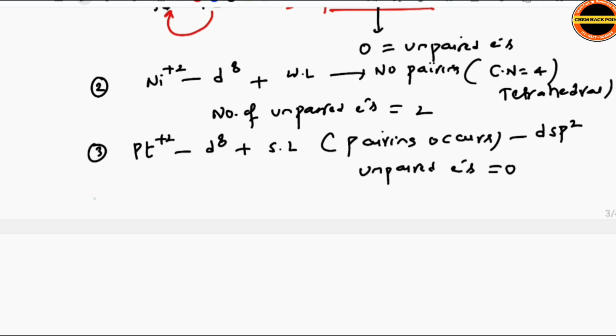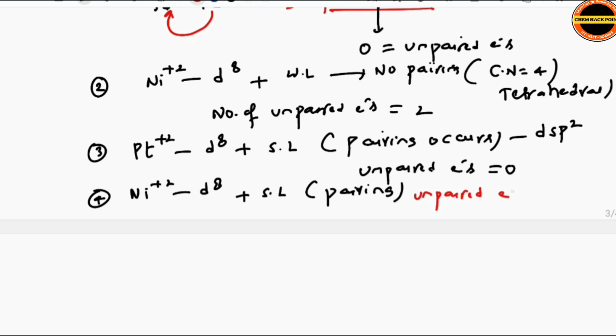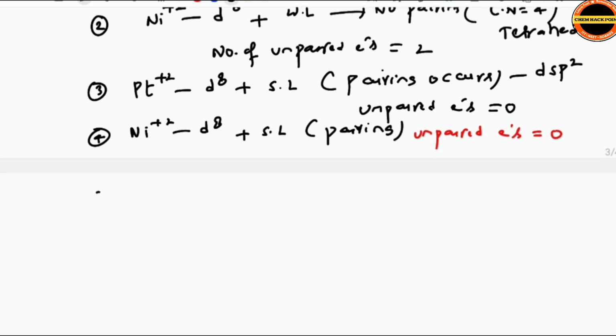Unpaired electrons 0. Next one, [Ni(CN)4]2-. Here nickel is in +2 state, which is d8 configuration, and the ligand is a strong ligand. So here also pairing occurs, no doubt. So if pairing occurs, the number of unpaired electrons is equal to 0.